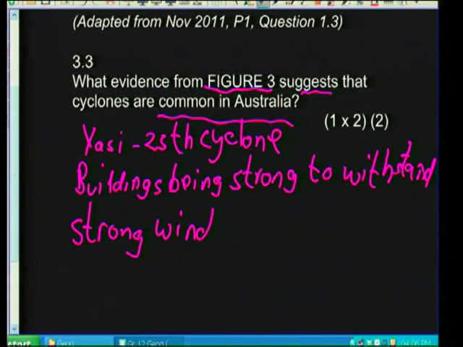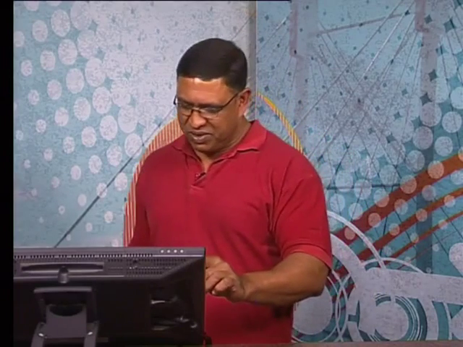You don't have to use the exact words as I'm putting it down, but you also can use the exact words that are mentioned in the paragraph. So nothing very difficult at the moment. All right? Let's look at the next one.